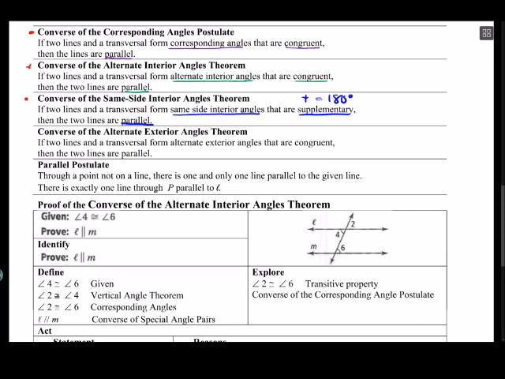Same side interior angles are the ones that are different. And our converse of alternate exterior angles theorem says that if alternate exterior angles are congruent, then our lines are parallel. And don't forget, our friend, the parallel postulate here says that through a point not on a line, we can draw one and only one parallel line to our given line. And that's what we just did with our latest construction.